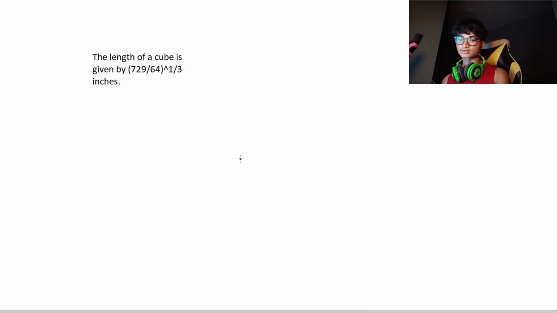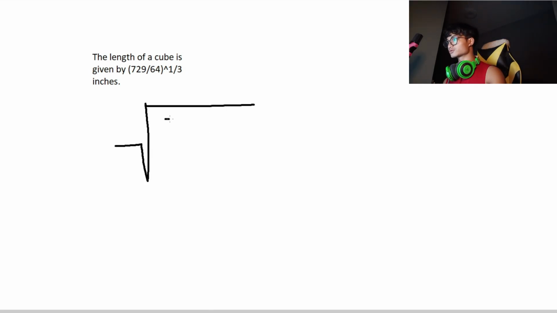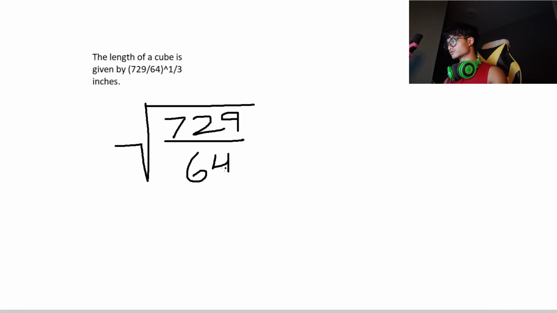Alright, moving on to the last example. The length of a cube is given by 729 over 64 raised to 1 over 3. So now, once again, we have to find where the denominator goes and where the numerator goes. So it's the cube root of 729 over 64. The denominator 3 goes into the root, and the numerator 1 goes into the exponent.